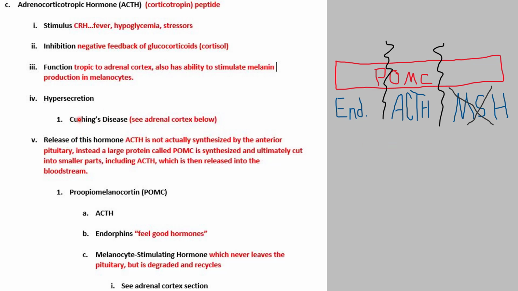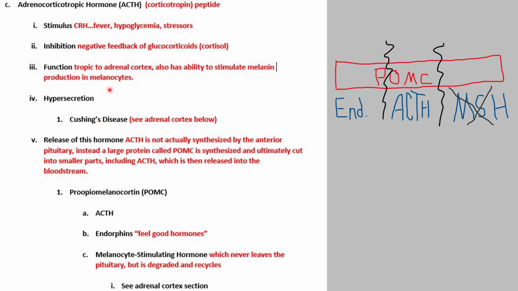But let's talk about Cushing's disease. We talked about Cushing's disease when we talked about the adrenal cortex. And in hypersecretion, in primary Cushing's disease, there's that word again, it is the adrenal cortex that is releasing too much of its hormones. But in secondary Cushing's, the anterior pituitary is releasing too much ACTH, which causes the release of too much of the hormone from the adrenal cortex.